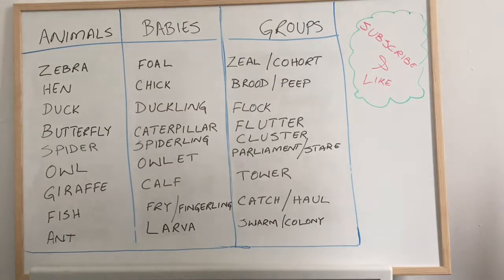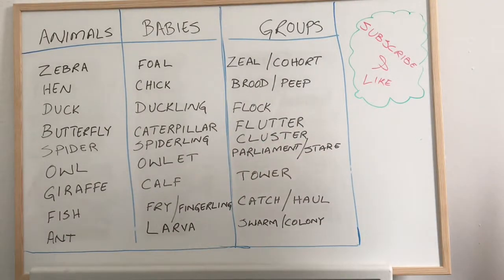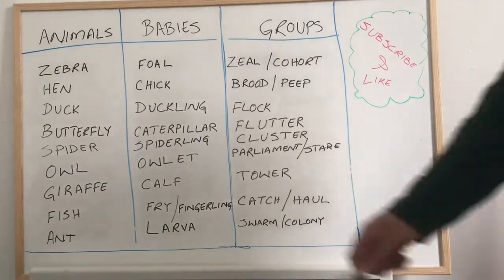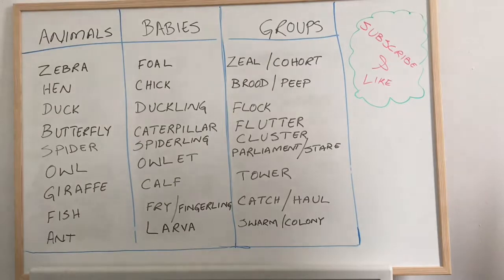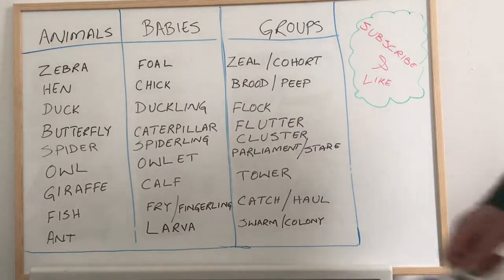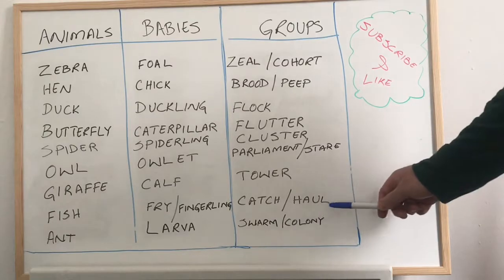Giraffe. A baby giraffe is called calf, and a group of giraffes is called tower. Fish. A baby fish is called fry or fingerling, and a group of fish is called catch or haul.